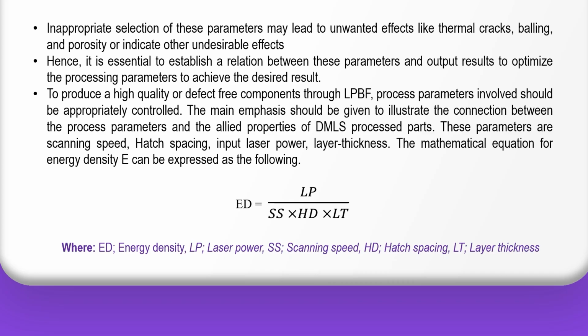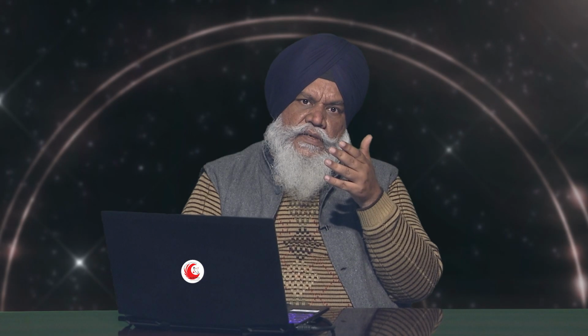If you see the manufacturer guidelines, they actually go for the value of the ED, like for titanium you have to go for this level of ED, for aluminium, for copper. So we have a range of ED that can be controlled through the laser power, scanning speed, hatch distance, and layer thickness. That helps me in controlling the process.